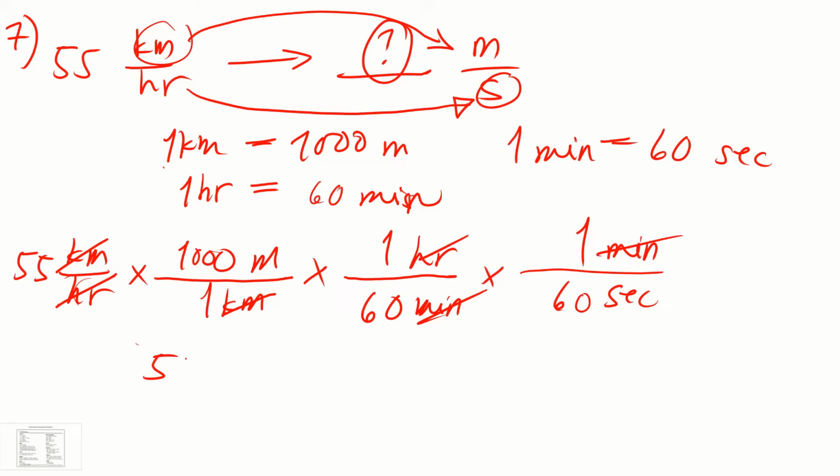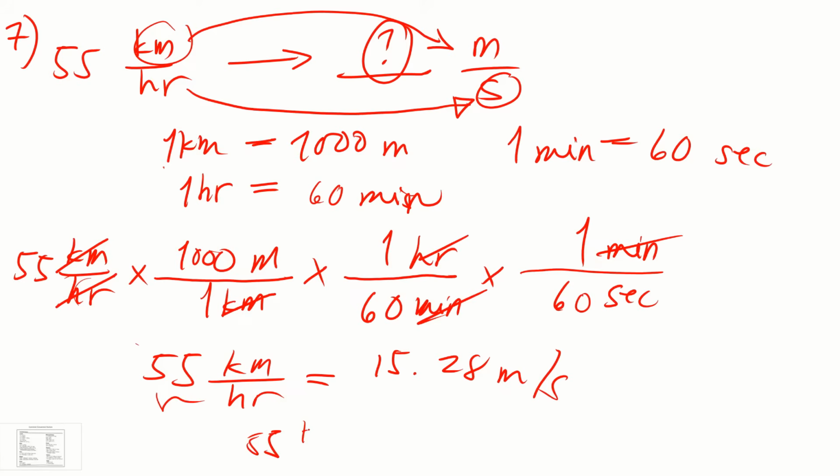So, kapag pinerform natin yung operation, we'll get that 55 kilometers per hour is equal to 15.28 meter per second, or if expressed to correct number of significant figures, since dalawa to, we need to round this to 2 significant figures. So, 55 km per hour is equal to 15 meter per second.